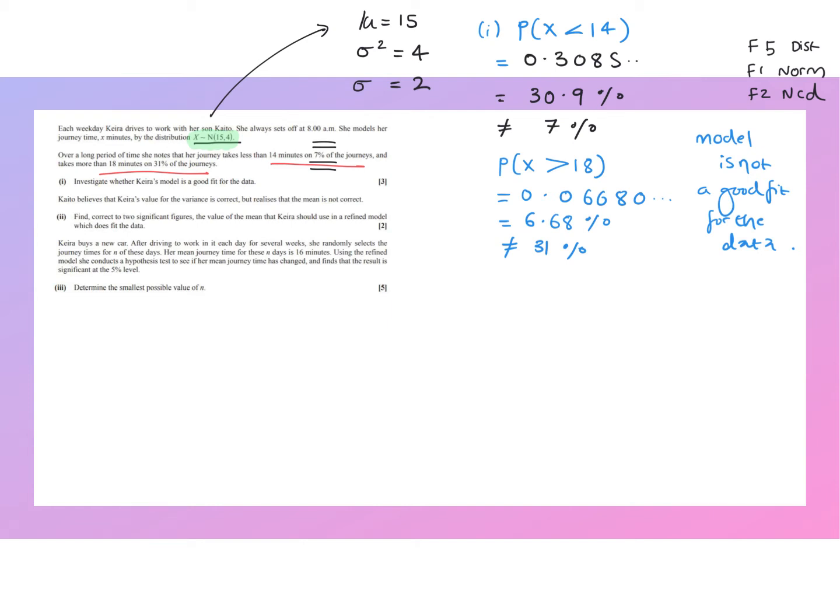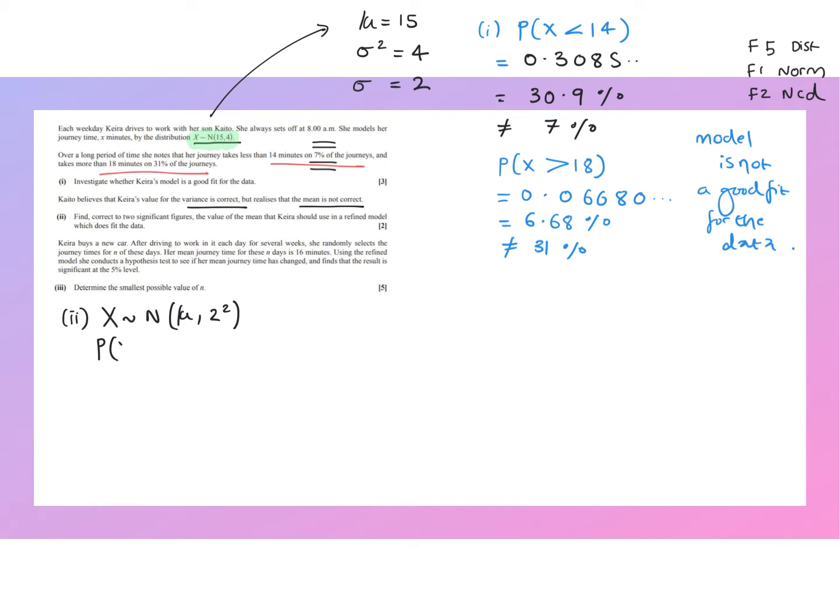So, on to part 2. Cato believes that Kira's value for the variance is correct, but realises that the mean is not correct. Find to 2 significant figures the value of the mean that Kira should use in a refined model which does fit the data. We're going to use the fact that X is a normal distribution with a mean of mu, which we now don't know because the mean is not equal to 15, but the variance is correct, so we'll leave that value as 4 or 2 squared.